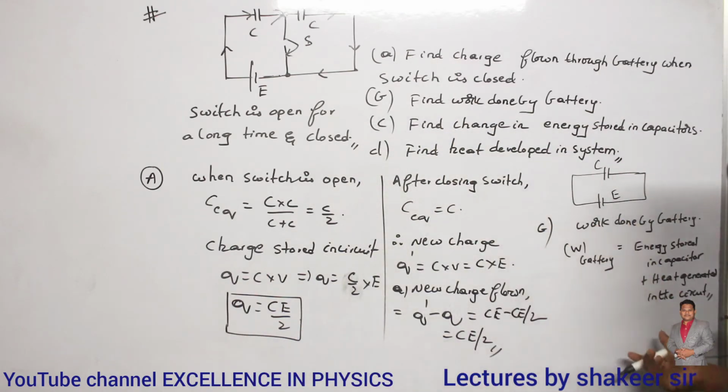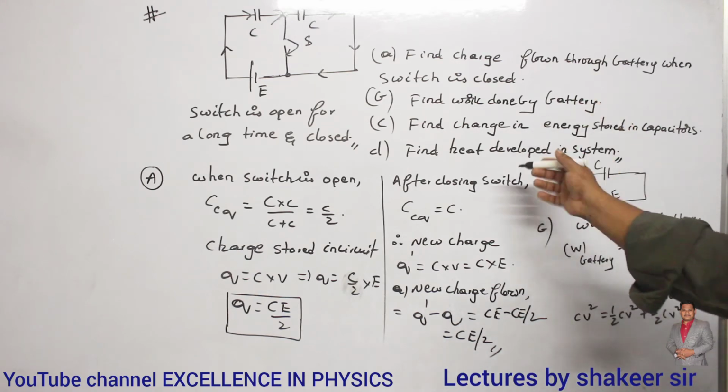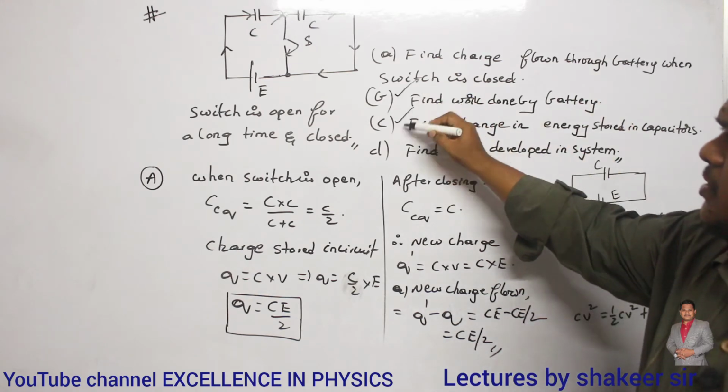And do you remember these equations? Do you remember the values of these? Work done by the battery is how much? Work done by the battery is CV square. Energy stored in the capacitor is how much? Half CV square. Heat generated is also half CV square. Clear? So these are the answers for my B, C and D.